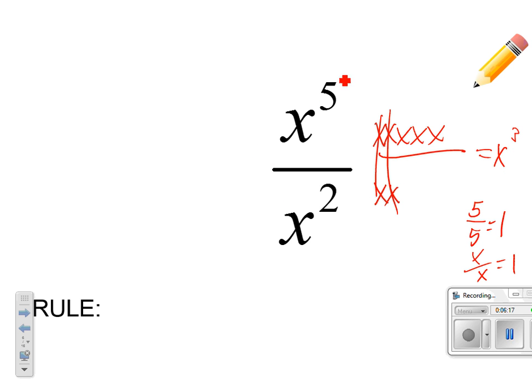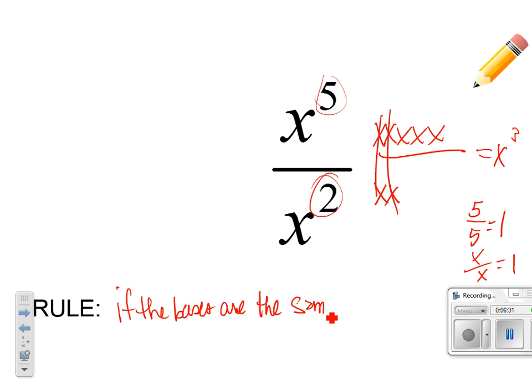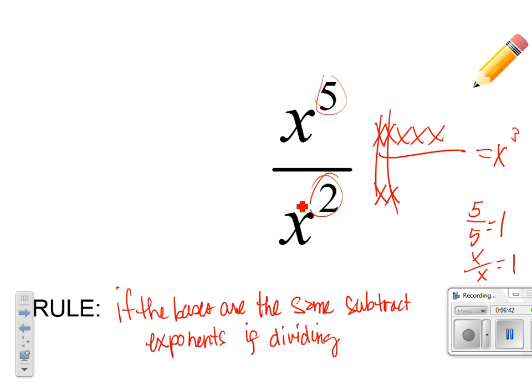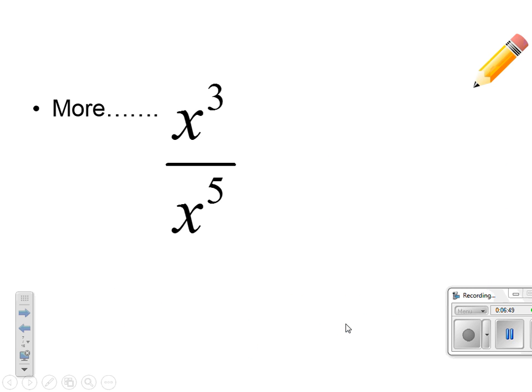Well, what operation can I do with the 5 and the 2 so that I get a 3? Oh, yep, I would subtract. So the rule is if the bases are the same, I can subtract exponents if I'm dividing. And how do I know I'm dividing? Ooh, I have a division sign. So that's how I know I'm dividing. All right, let's go on to another.